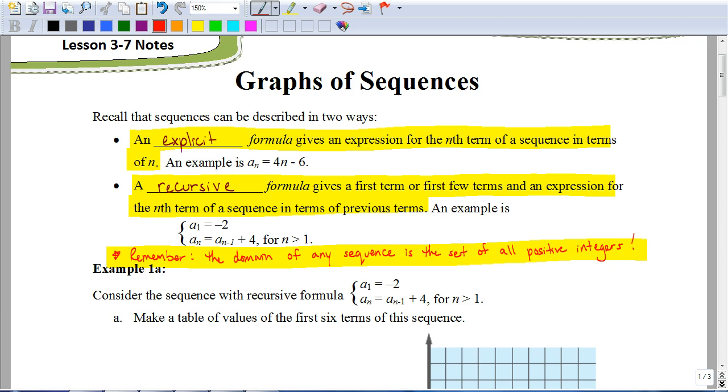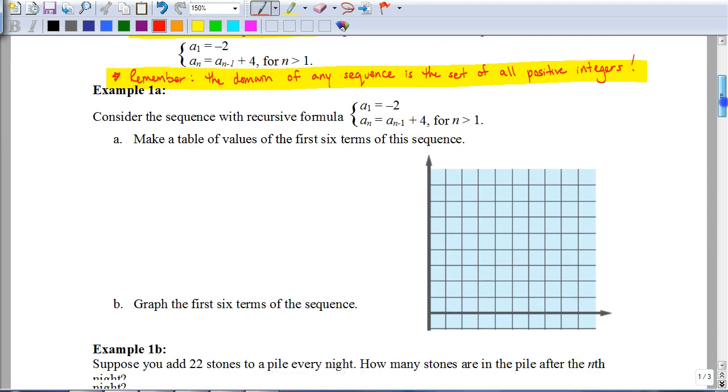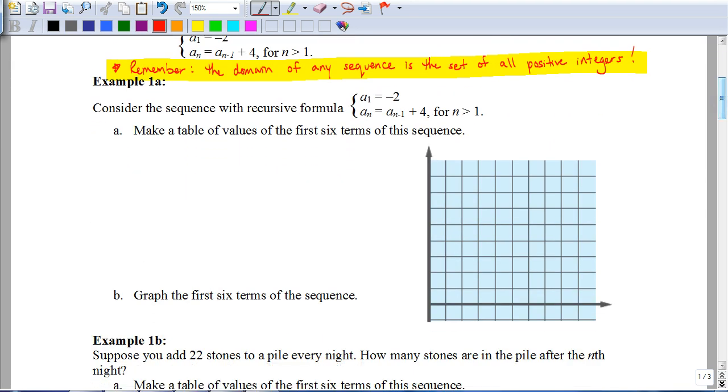Now, remember, these are giving us formulas for sequences, and it's important to remember, as I have written in red there, that the domain of any sequence is the set of all positive integers. So the domain is going to be like 1, 2, 3, 4, 5, and so on. There are not going to be negative numbers or decimals in our domain. That's important because today we're going to be looking at graphs of sequences. Since it's just going to be the positive integers, our graphs are all going to be in quadrant 1. So let's look at how we would do that with this first example.